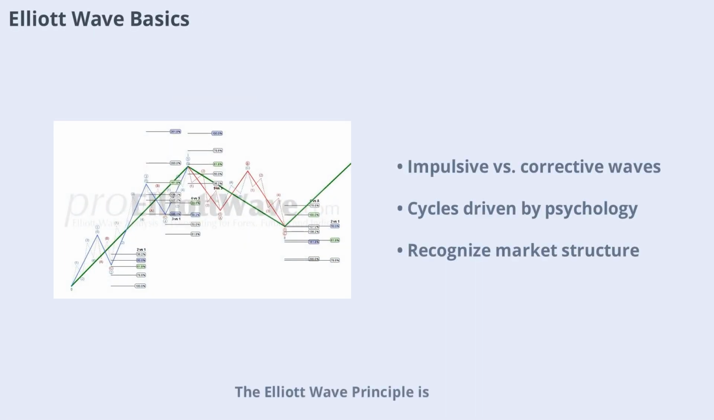The Elliott wave principle is a foundational concept in technical analysis. It describes how market prices move in repetitive cycles, driven by investor psychology. Waves are divided into impulsive and corrective patterns. Impulsive waves move in the direction of the trend, while corrective waves move against it. Understanding Elliott waves helps traders recognize the structure of market movements and anticipate future price action. Let's explore the basic rules and structure of Elliott waves.